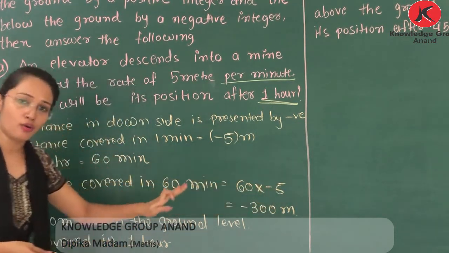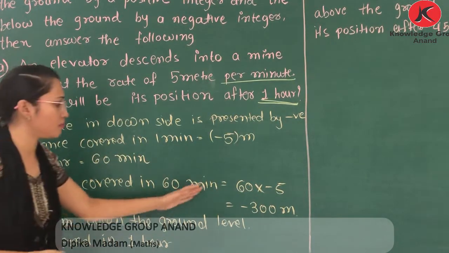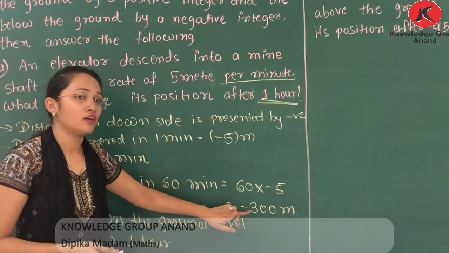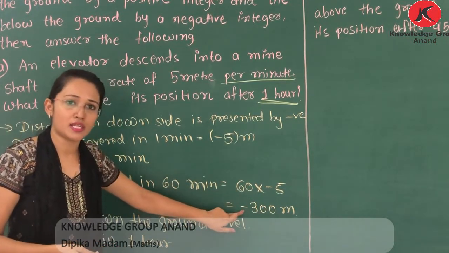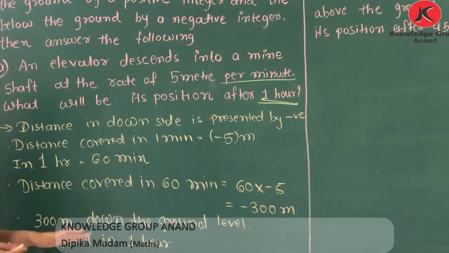If it is 5 in 1 minute, then 10 in 2 minutes, 15 in 3 minutes. Same for 60 minutes: 60 multiplied by minus 5, that is minus 300. What does this negative sign represent? It represents the distance covered downside the ground level.